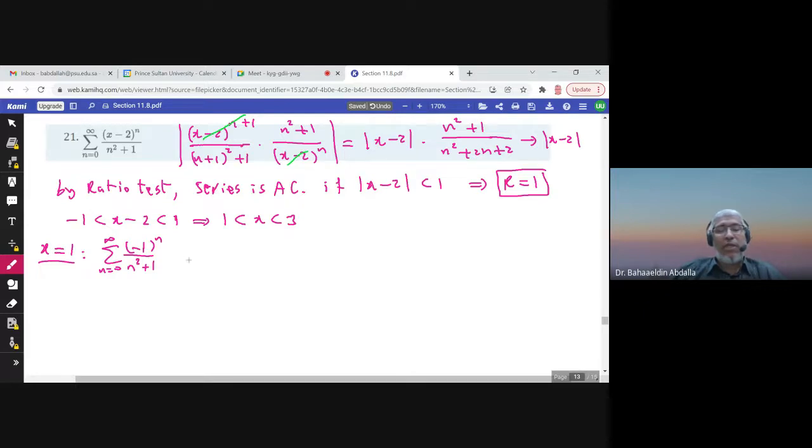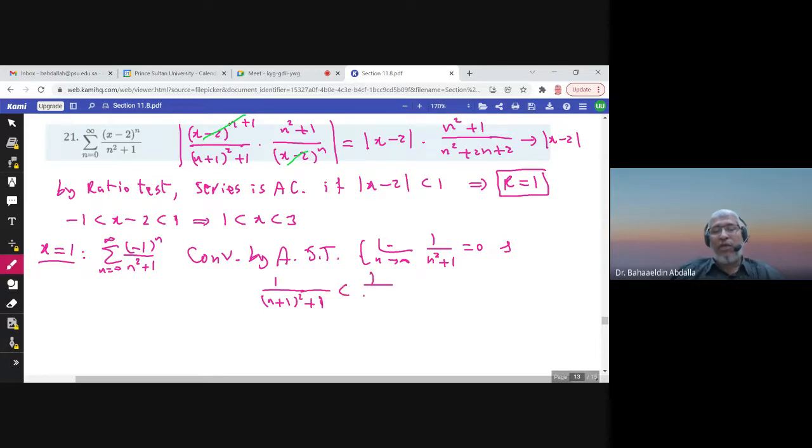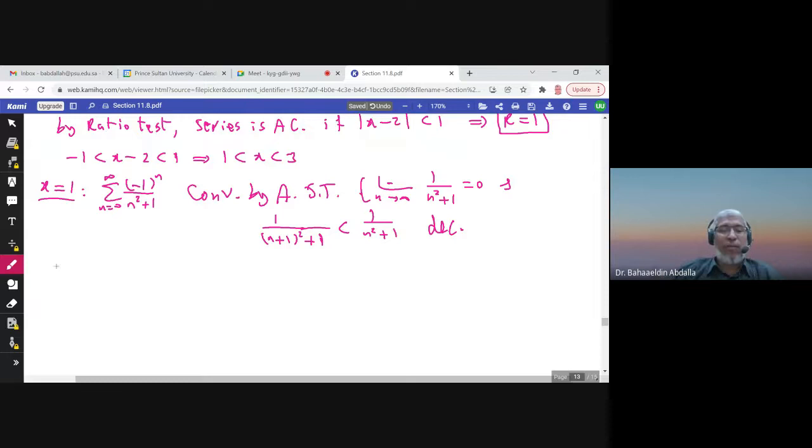And it's clear that it is convergent by the alternating series test, because the limit of 1 over n squared plus 1 when n goes to infinity is 0. And 1 over (n plus 1) squared plus 1 is less than 1 over n squared plus 1, because (n plus 1) squared plus 1 is greater than n squared plus 1. So the series is convergent.